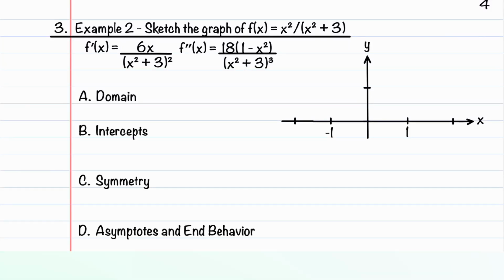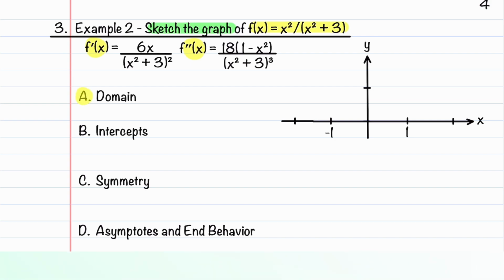We're now going to sketch the graph of a rational function. F of x is x squared divided by x squared plus 3. Just to make things easier, I already calculated the first derivative and the second derivative, so we can just focus on learning how to graph the function.